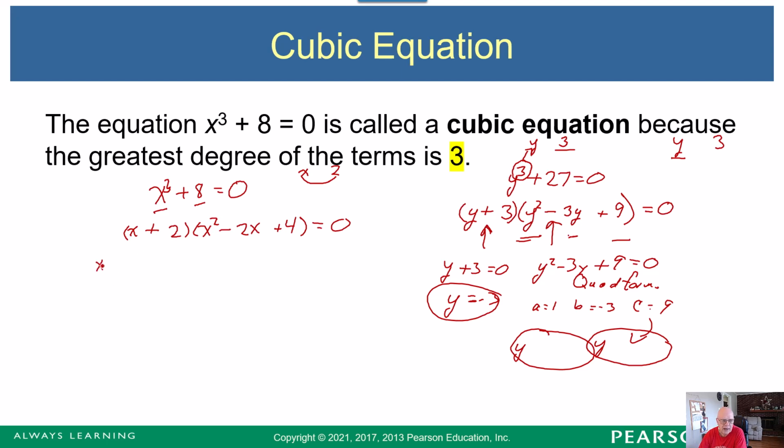So we can take x plus 2 equals 0, and x squared minus 2x plus 4 equals 0, and we're just about there. One solution is -2, and I'm going to leave this to you. You need some practice using the quadratic formula. I'll just tell you a is 1, b is -2, c is 4.